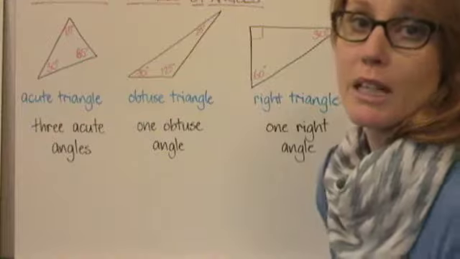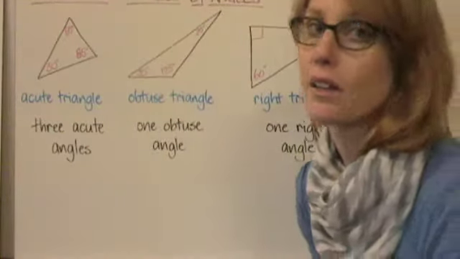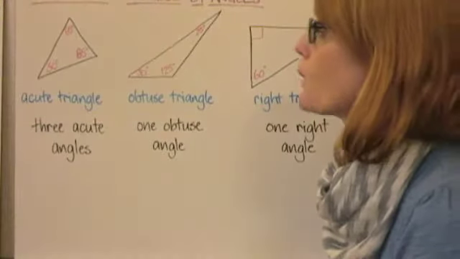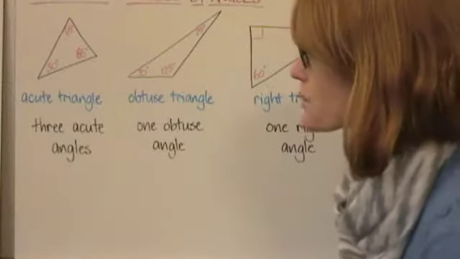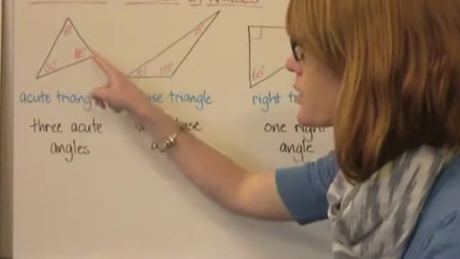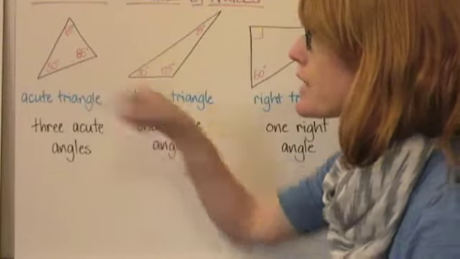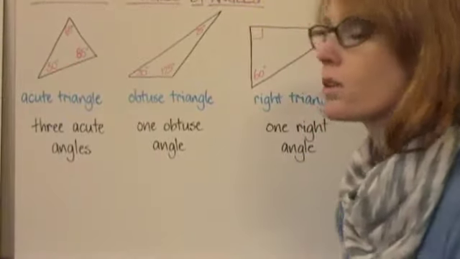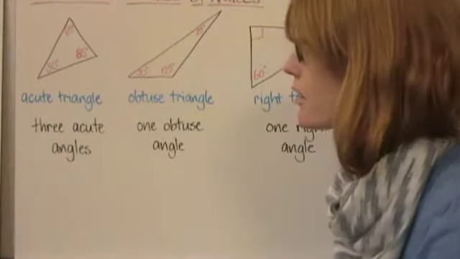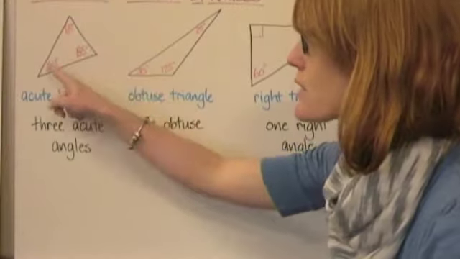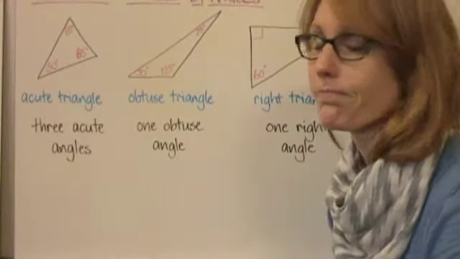There are two main ways that we can classify triangles, and one of those is classifying triangles by the angles. So we have three different ways of classifying triangles by their angles. In this triangle, you can see the measure of the angles are 30 degrees, 65 degrees, and 85 degrees. All of those angles are acute angles, which means they are less than 90 degrees. And when a triangle has three acute angles, we call it an acute triangle.